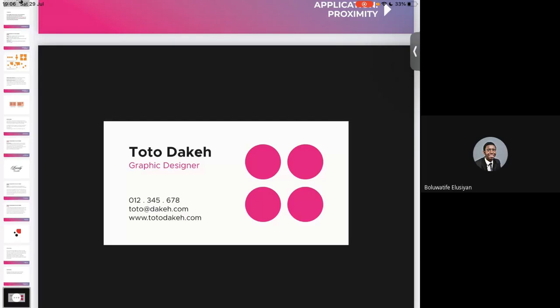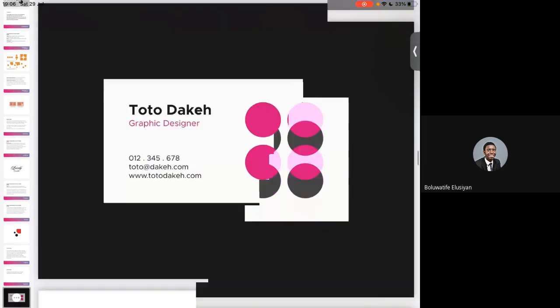The circles are together. That's a separate group. We have the phone number, the website, and the email address together. Proximity. Then we have the business, the work of the person, graphic design. Maybe it's an organization's business card. For some other people, it might be marketing consultant, or HR manager, that kind of thing. So that title directly under the name automatically tells you who this person is. Toto Dake is the graphic designer. So now let's move on.